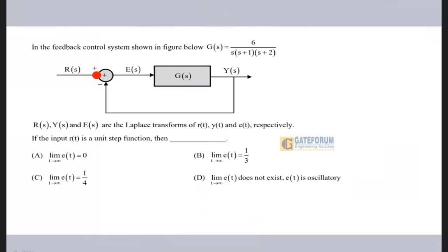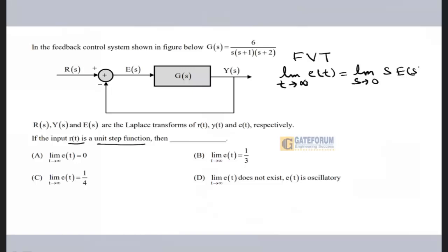What they are asking is, if the input r(t) is a unit step function, which is the correct answer? They have asked about the steady state error. I told you that whenever we apply the final value theorem, limit t tending to infinity e(t) is equal to limit s tending to 0 of s times E(s), where E(s) is the error variable. So s into E(s) will give you the steady state error, e_ss.